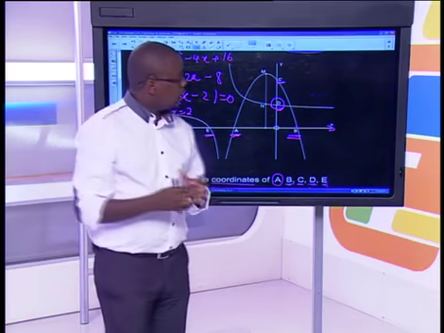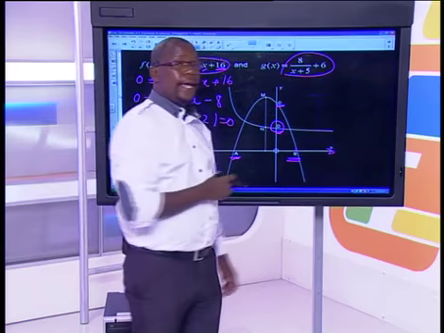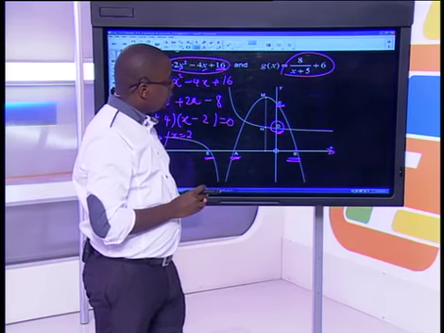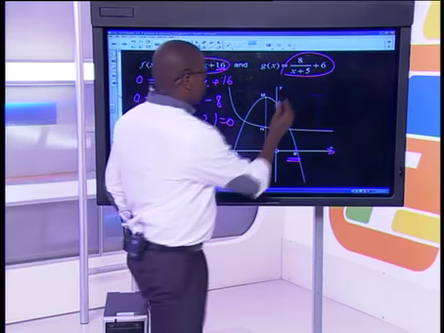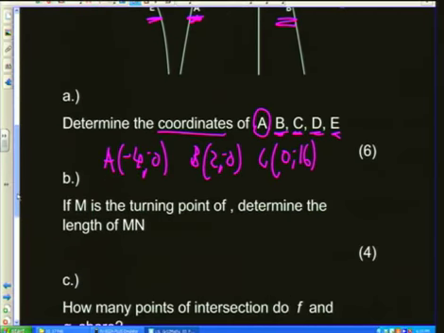You make x naught. So you've got the equation here, y equals 8 divided by x plus 5, plus 6. Now you make x 0, so you've got y equals 8 divided by 0 plus 5, plus 6, which gives us 8 divided by 5 plus 6, that's 38 divided by 5. So y is 38 divided by 5. So therefore, D is 0 and 38 divided by 5.